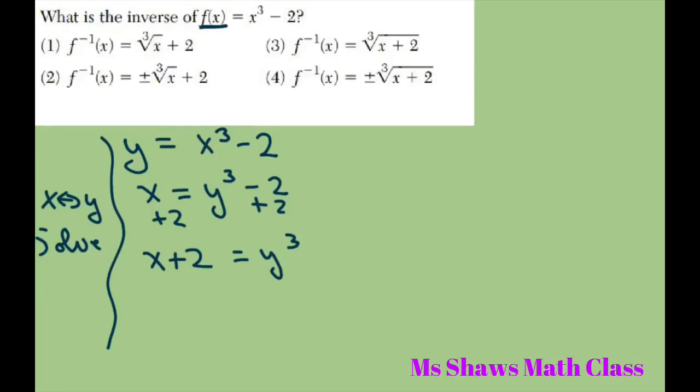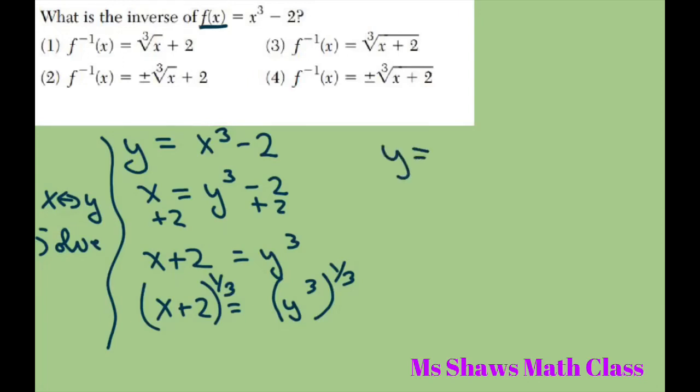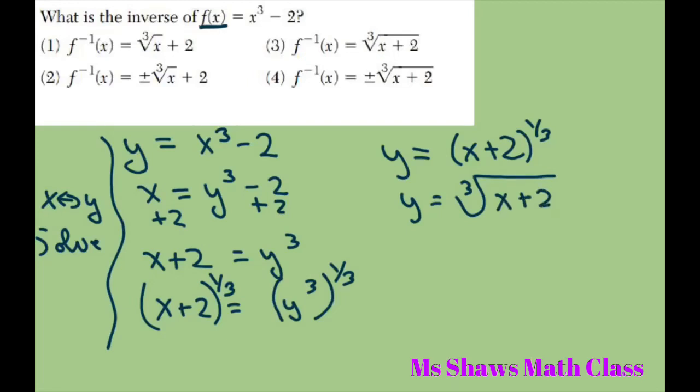And then I'm going to cube root both sides. So you're going to take x plus 2 equals y cubed and cube root both sides. Or you could just do this, go to the 1/3, to the 1/3. So that's going to be y equals x plus 2 to the 1/3. And the 1/3 just means cube root. Then you interchange your y's with f of x, with f inverse of x.